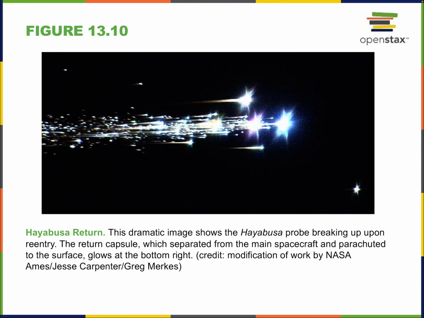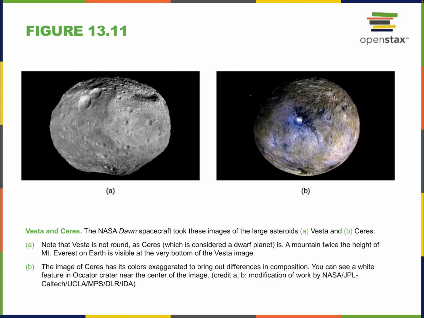All right. Here's an example of a probe that was sent to an asteroid and returned to Earth, coming back and burning up in the atmosphere and breaking up. But then we actually see the part that is going to parachute down to Earth with some pieces of an asteroid successfully on its return mission. All right, and this is the Hayabusa, which was the name of the probe that went to an asteroid and came back.